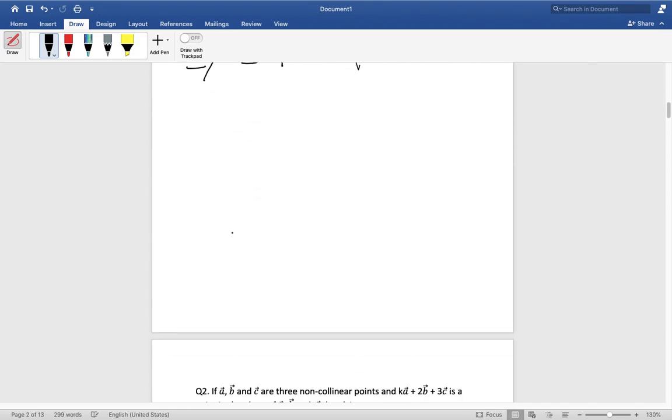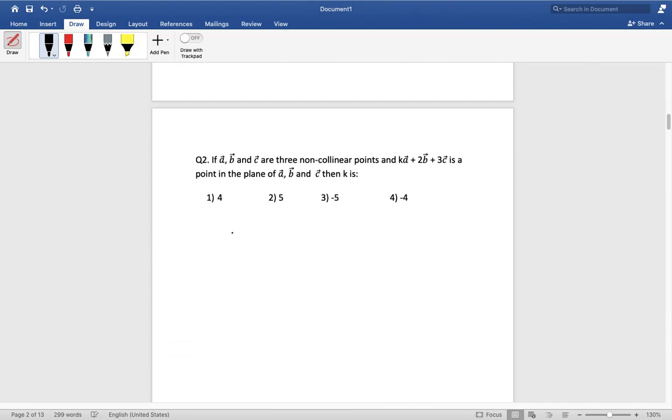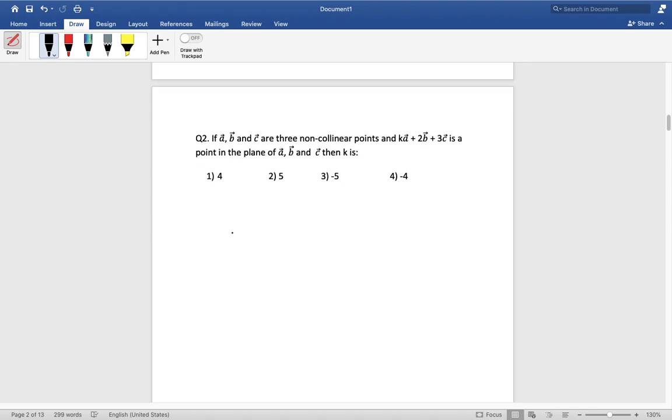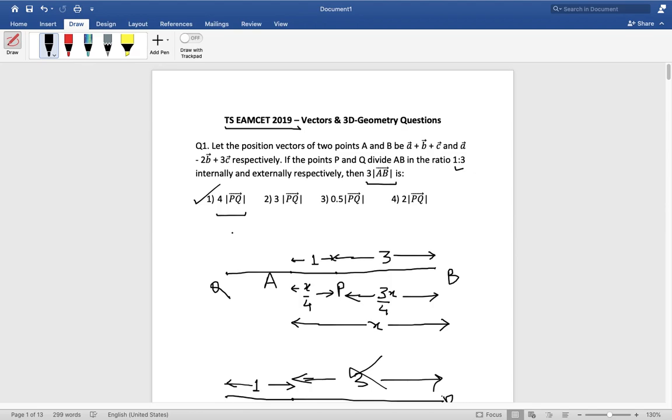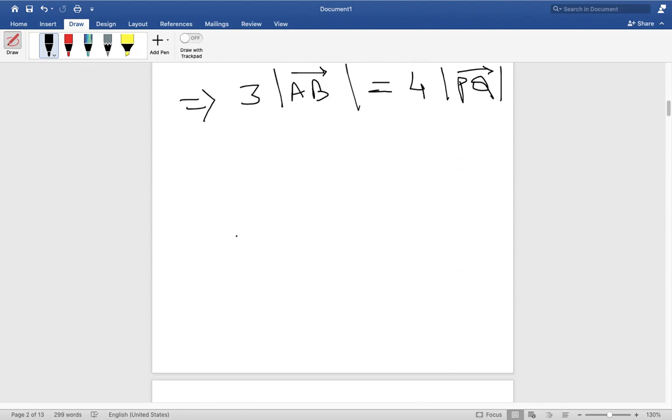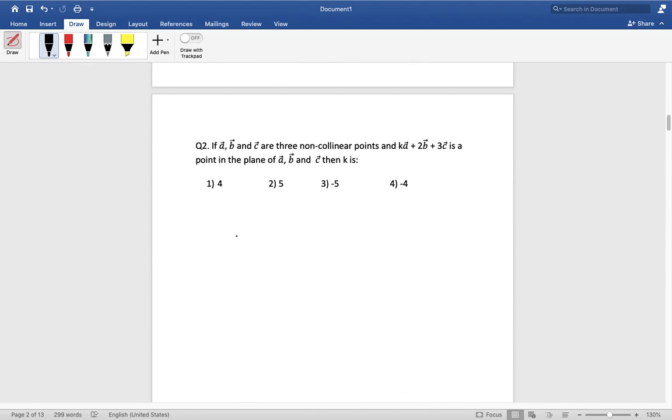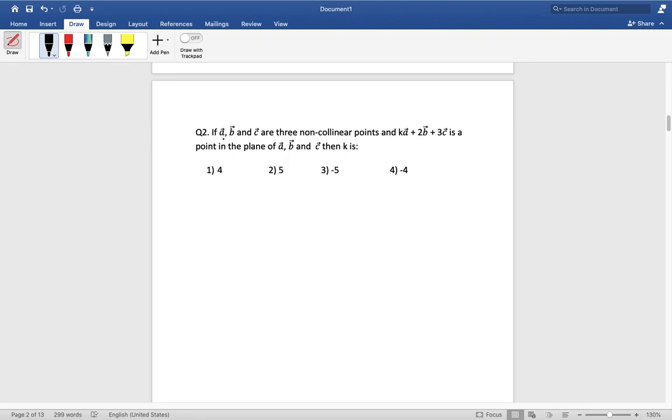Now let us look at problem number 2. Problem number 2 is a bit tricky. You'll have to think through this one. This is not as straightforward as problem number 1. This problem number 2 is a bit tough, I would say. So, what is the problem?